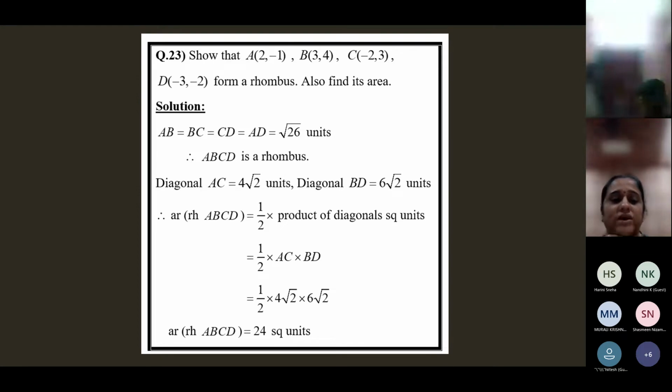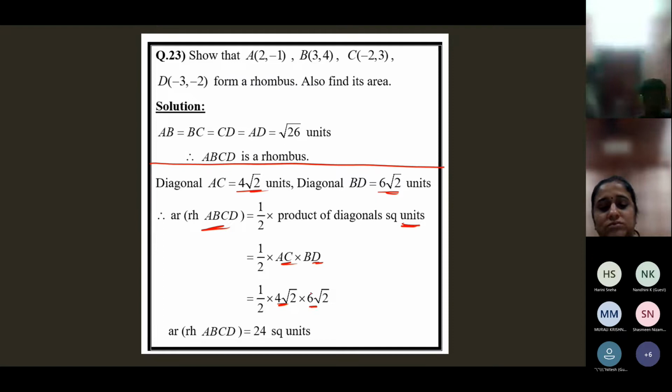So here we find the sides, and that is enough to show that it's a rhombus. All the sides are equal, so it's a rhombus. But why did we find the diagonals? To find the area. Half product of diagonals, square units. So diagonals are AC and BD. Half into 4 root 2 into 6 root 2.